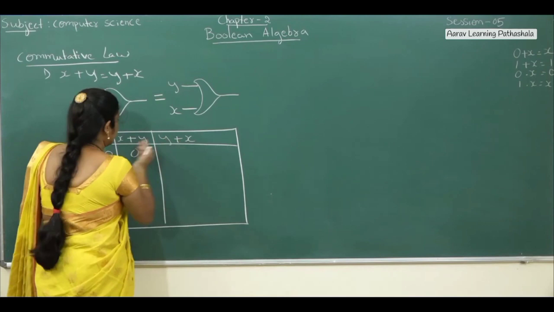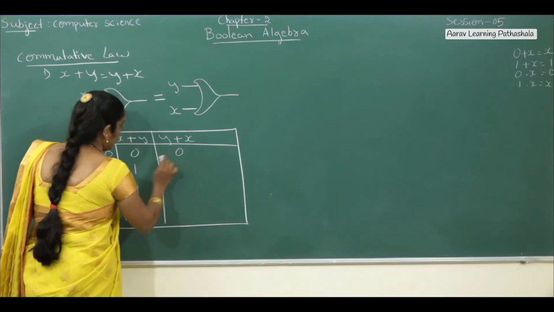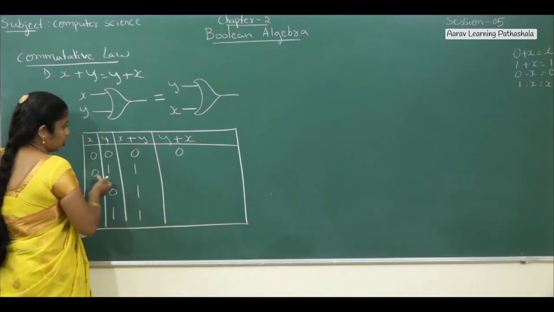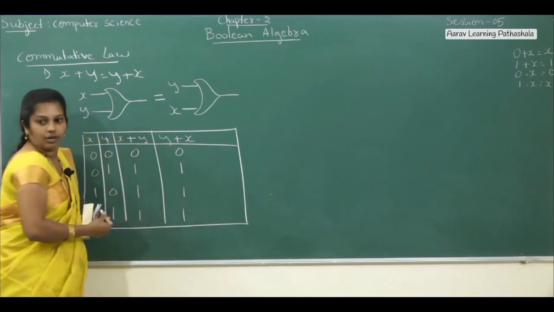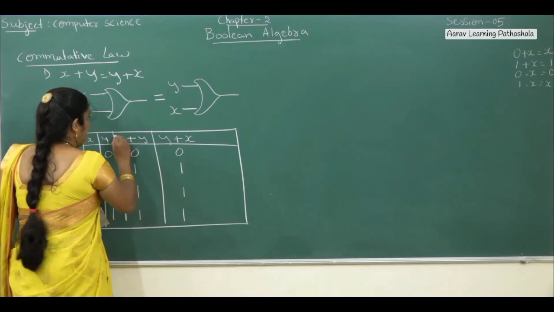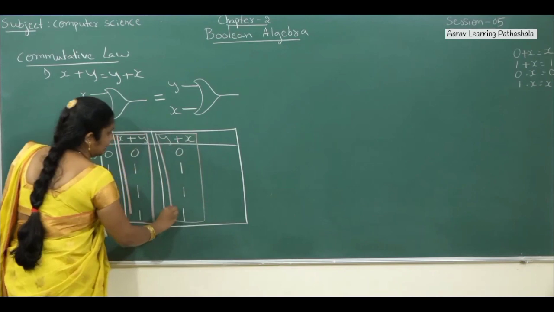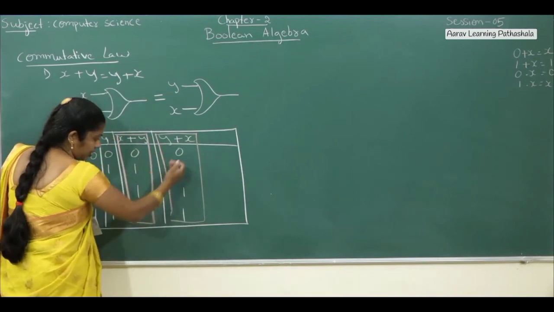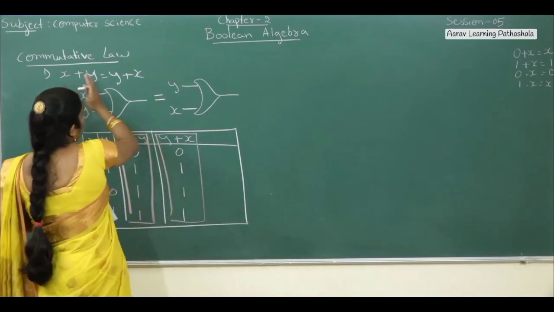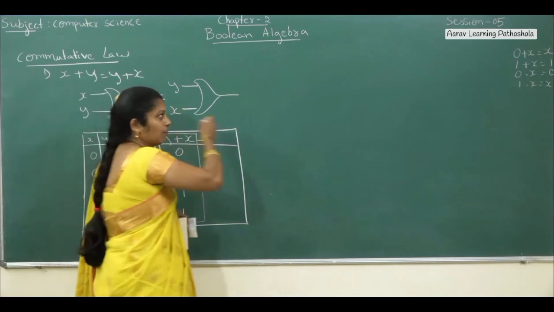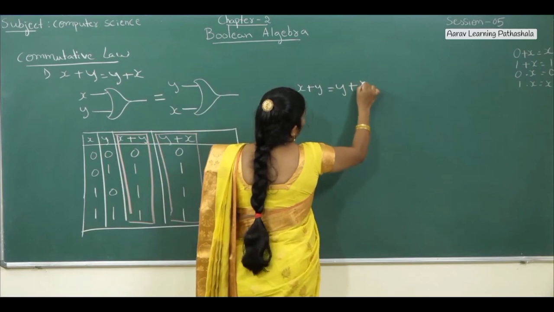Now we'll find y plus x. We take the y column and then the x column. 0 plus 0 is 0, 1 plus 0 is 1, 0 plus 1 is 1, 1 plus 1 is 1. From this we come to know that the x plus y value equals the y plus x value: 0, 1, 1, 1 in both. So we can prove using the truth table that x plus y equals y plus x. Now, by using perfect induction also, we can prove x plus y equals y plus x.